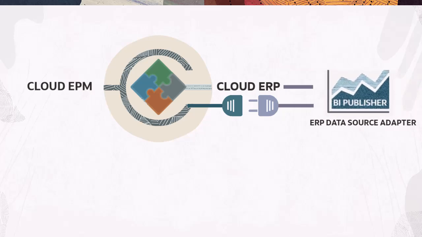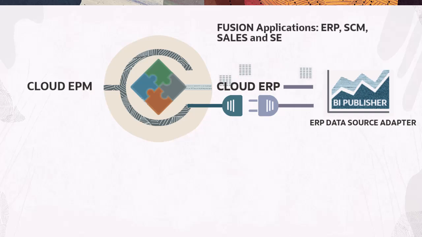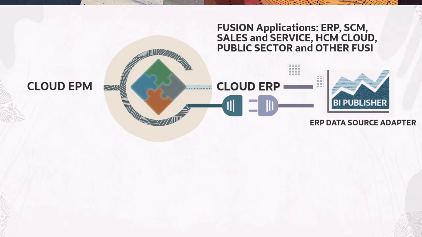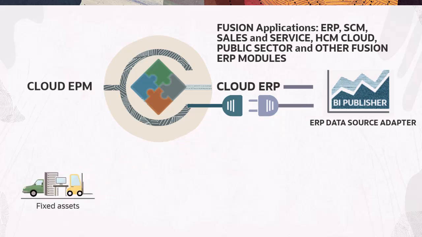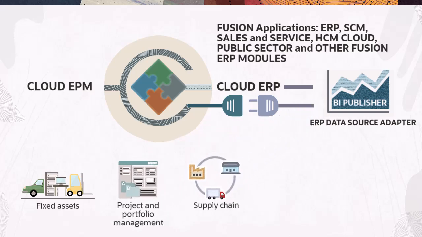When using the ERP Data Adapter framework, BI Publisher extracts data directly from Fusion applications across ERP, SCM, Sales and Service, HCM Cloud, Public Sector, and any other Fusion ERP module. You can load any type of data, from fixed assets to project and portfolio management and to supply chain.